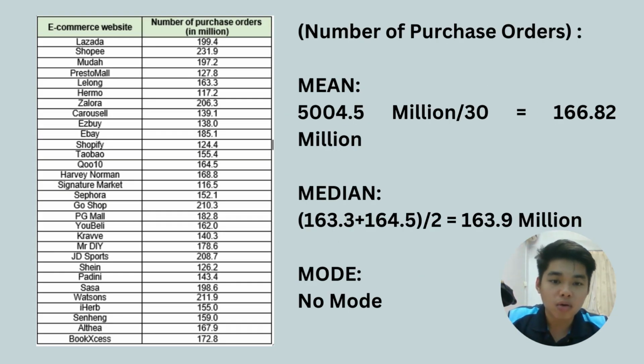Next, we're going to calculate for the number of purchase orders. For the mean, it is pretty much the same. We sum all of the number of purchase orders and divide by 30, which is 504.5 million divided by 30, and we get the mean, which is 166.82 million. For the median, we arrange it in ascending order and take the middle values, the 15th and 16th numbers, and divide by 2, and we get the median, which is 163.9 million. For this data set, there is no mode.